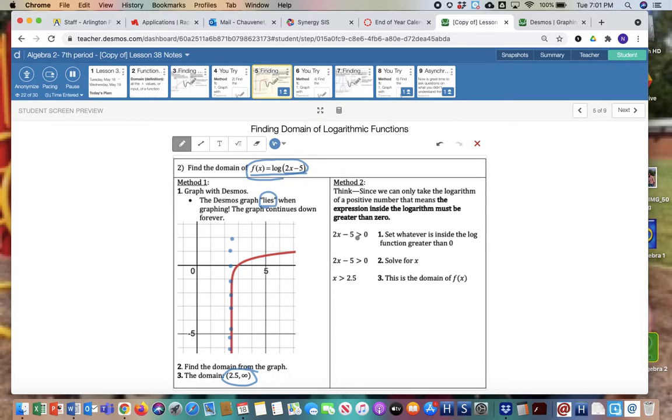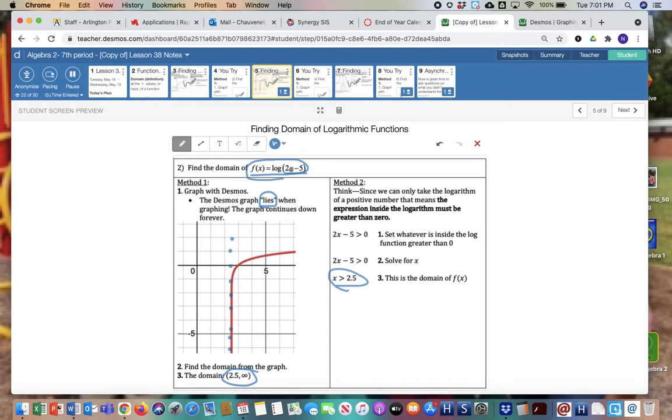Or we can do the same thing with the inside greater than 0. Remember, it must be greater than 0, so it doesn't have an or equal to sign. Now we can add 5 to both sides and divide by 2. x is greater than 2.5, so we get 2.5 to infinity.